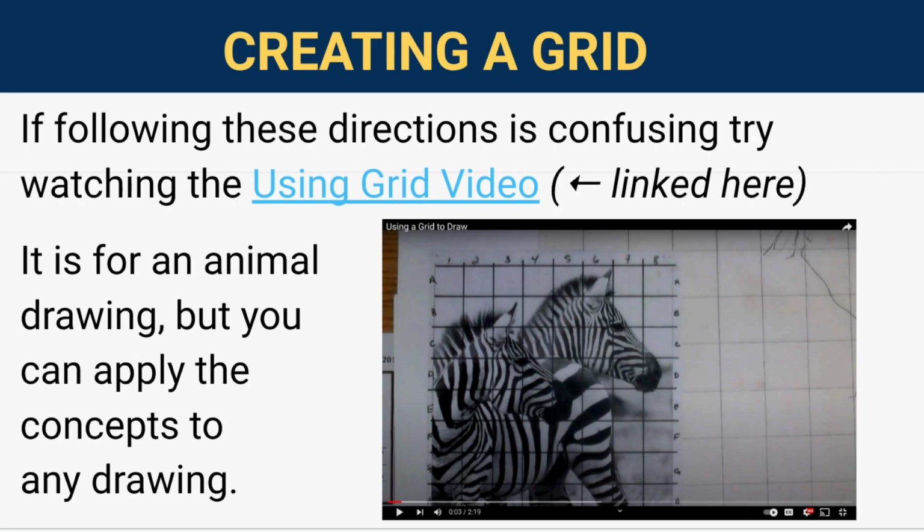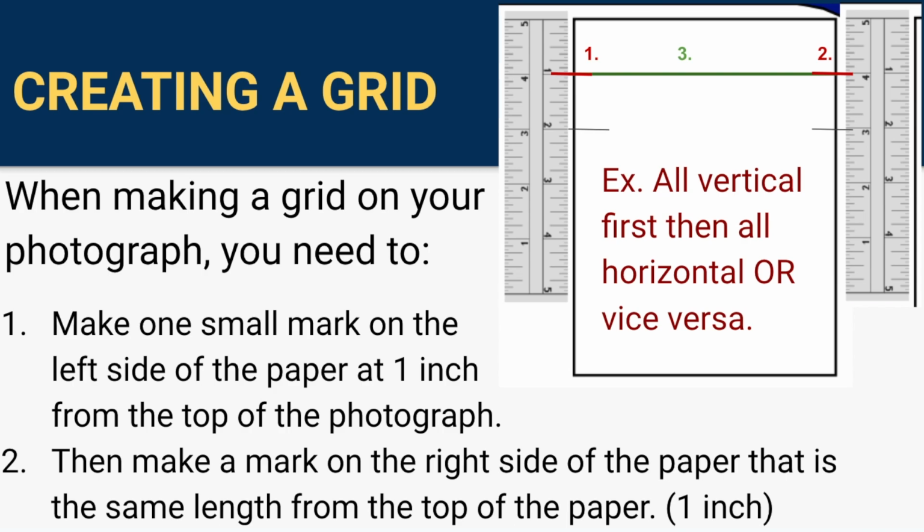This one happens to be for an animal drawing, but you could break it down into your portrait as well. When you create a grid, the one thing that you want to make sure that you're doing is always measuring the same direction. So whatever number you used on the ruler, you always want to have that number on the top of the paper on both the left and the right side as you make your little tick marks in order to keep all of the measurements the same.